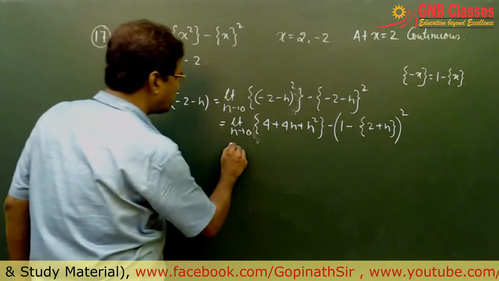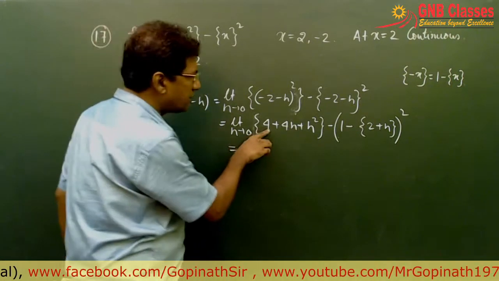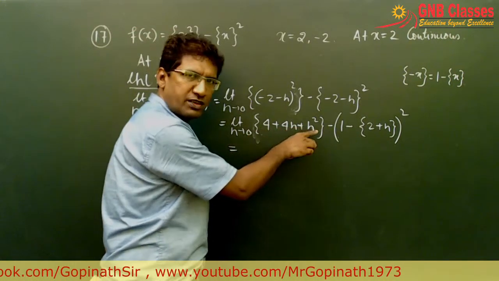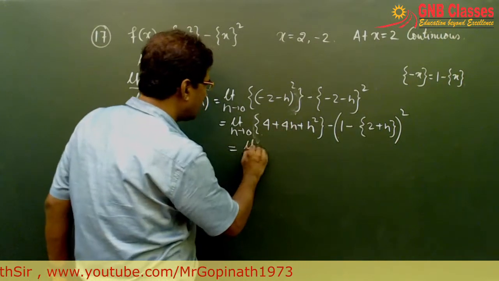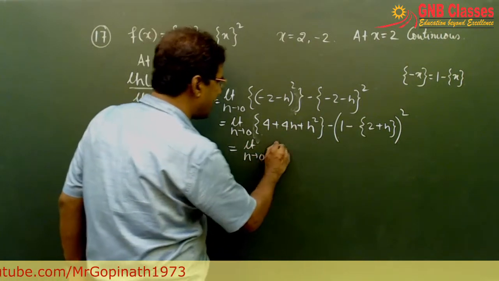So what are we getting now? In this case, observe 4 plus some positive value. To get the fractional part, we have to subtract 4 from here.